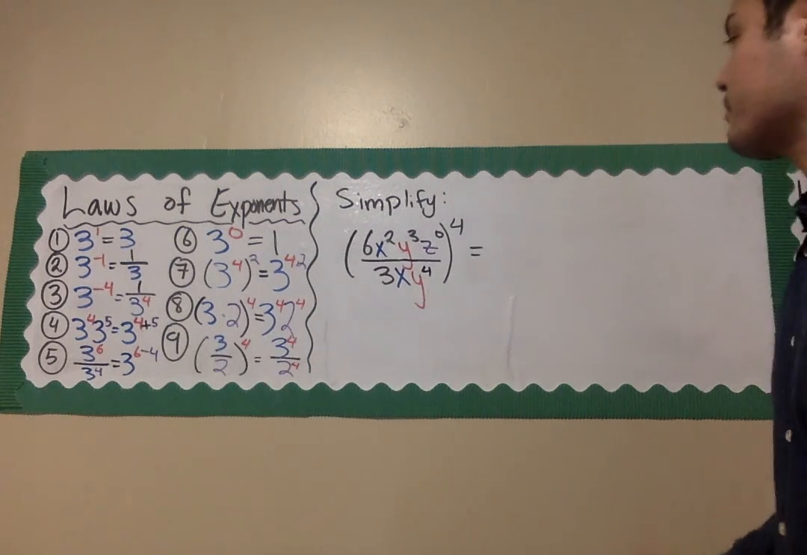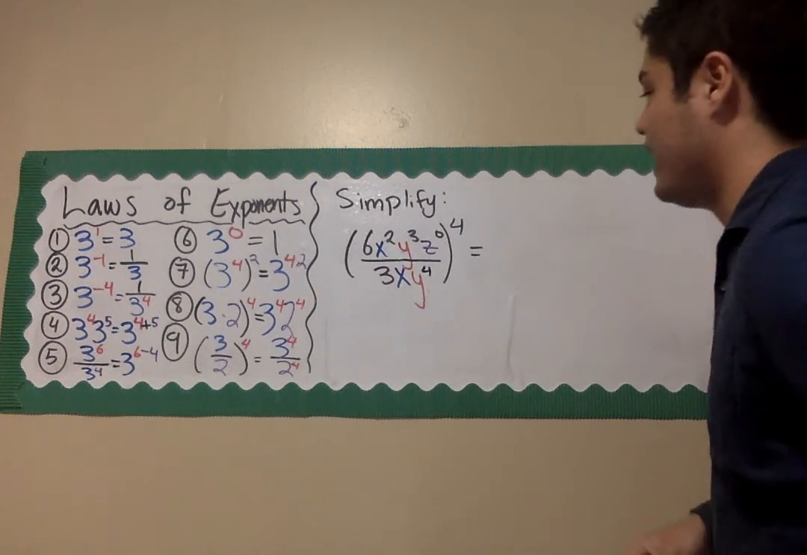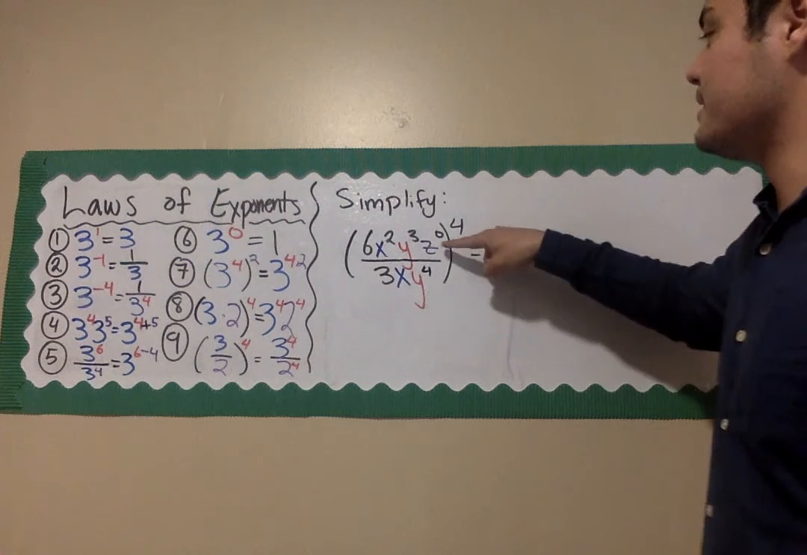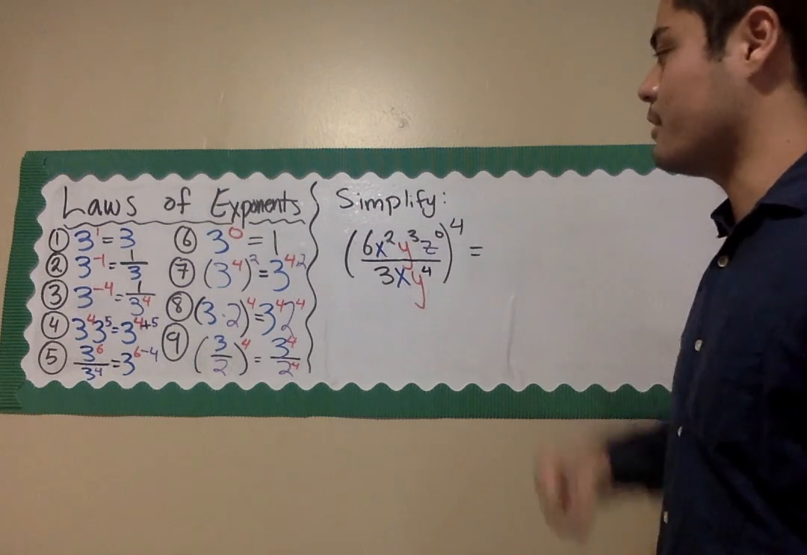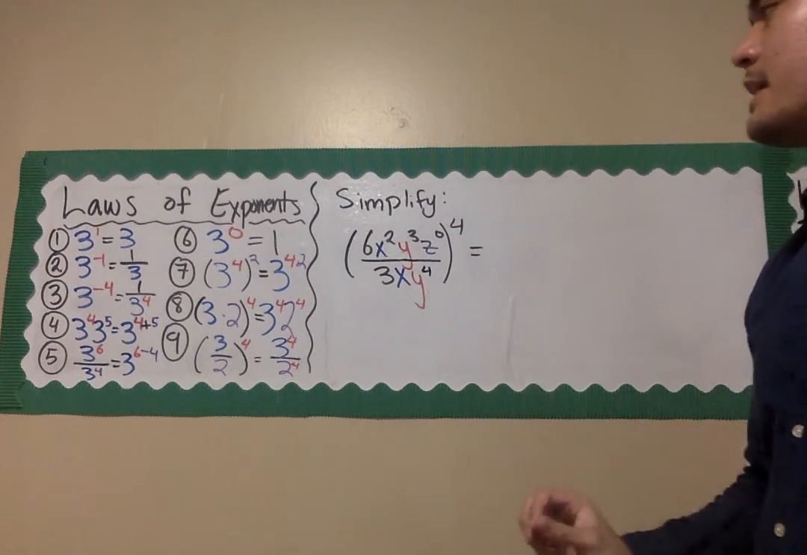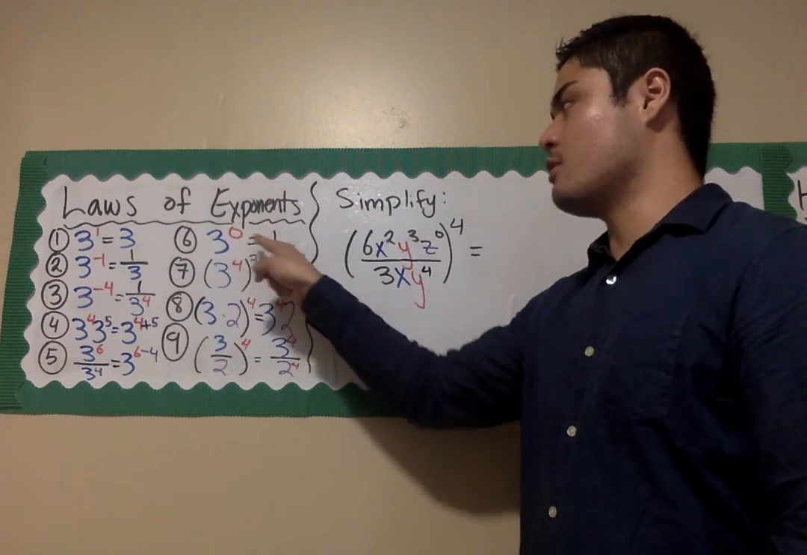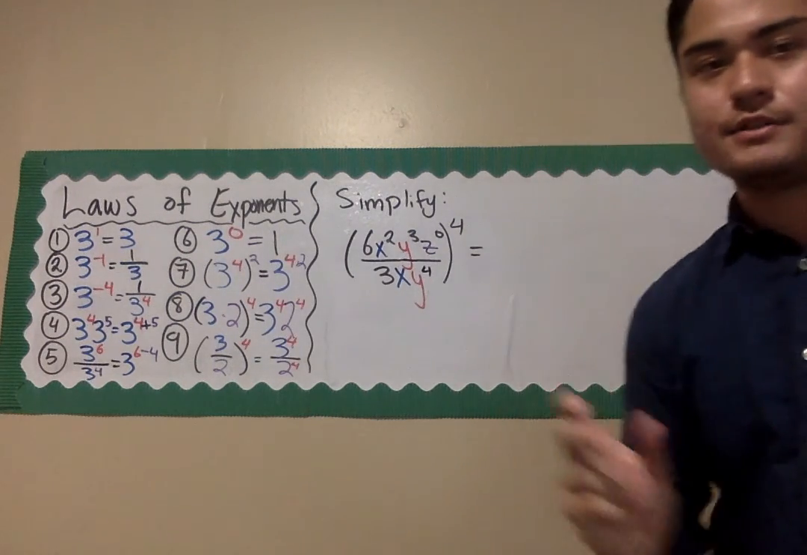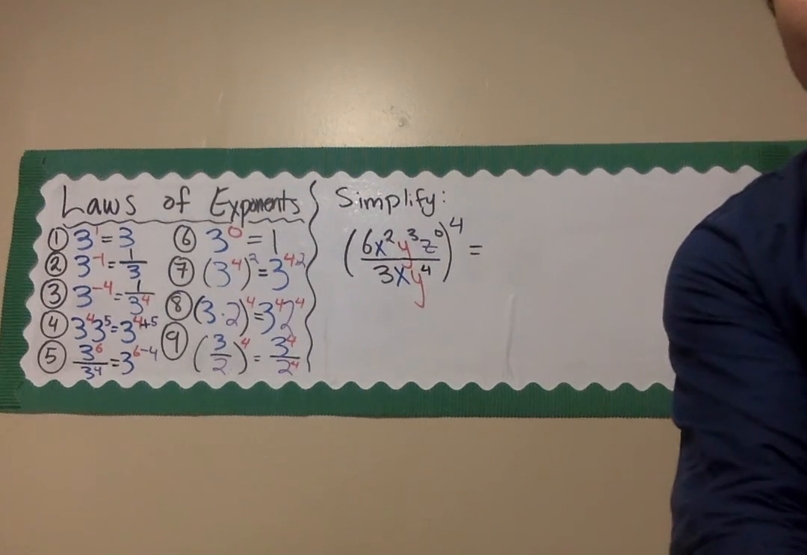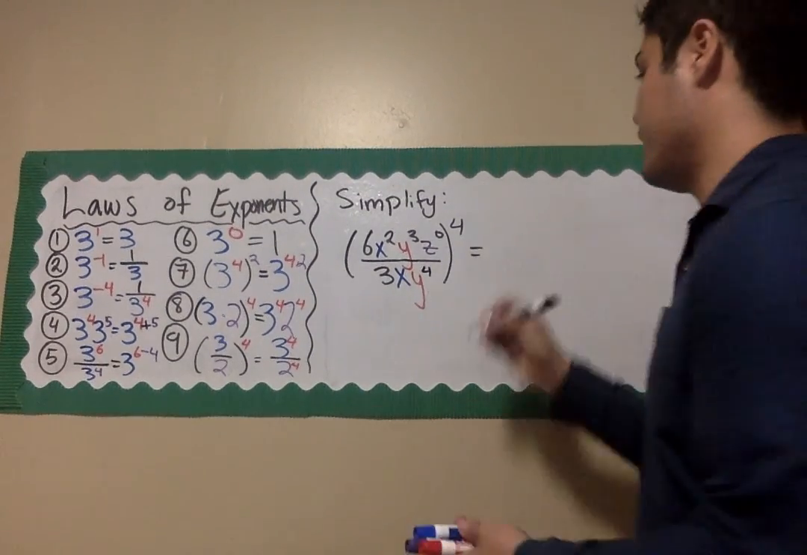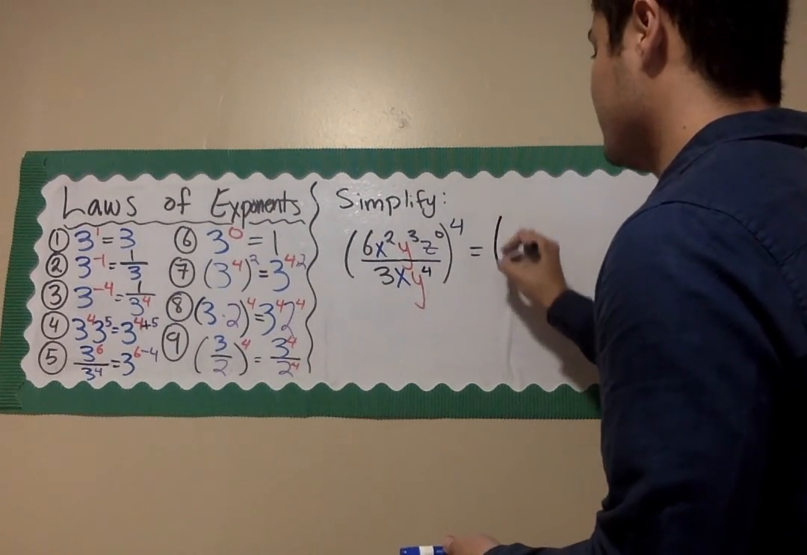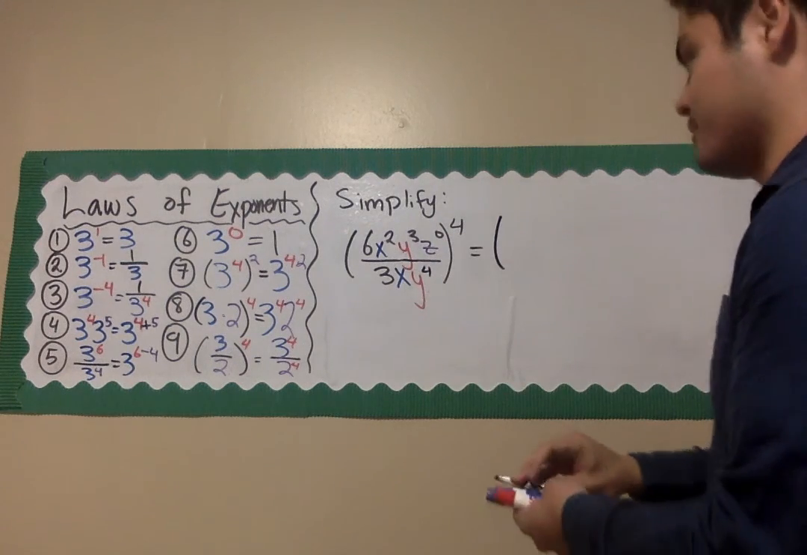So I look at this, and the first thing I notice is the z to the power of 0. So I look at my laws of exponents, and I look at law number 6. Something to the power of 0 equals 1. Anything to the power of 0 equals 1. So I'm going to rewrite my equation so that this z to the power of 0 is just 1.